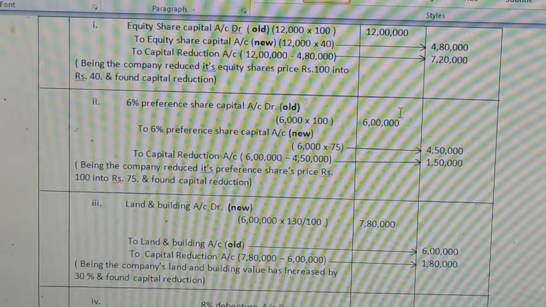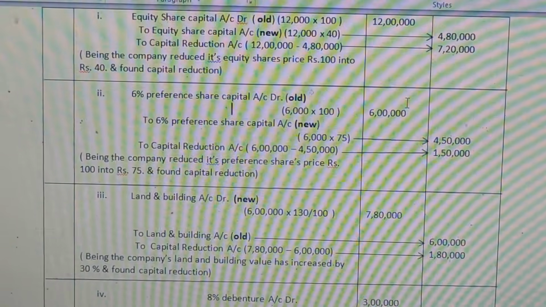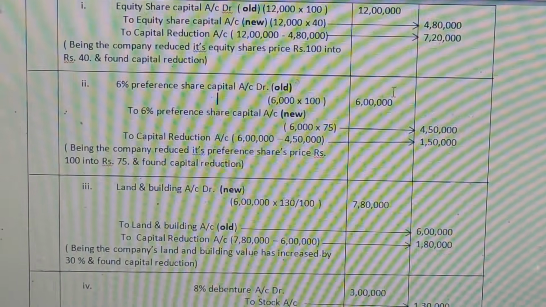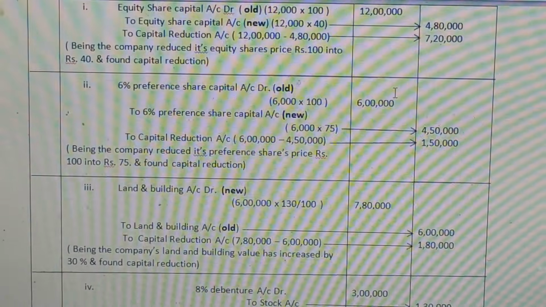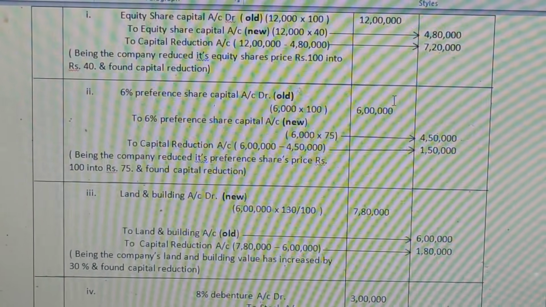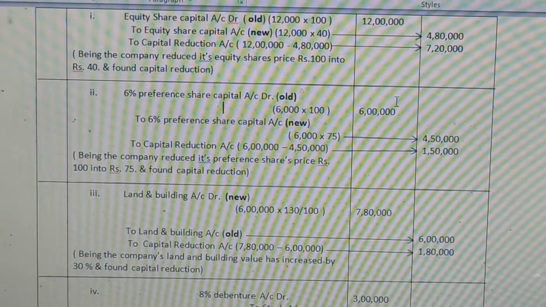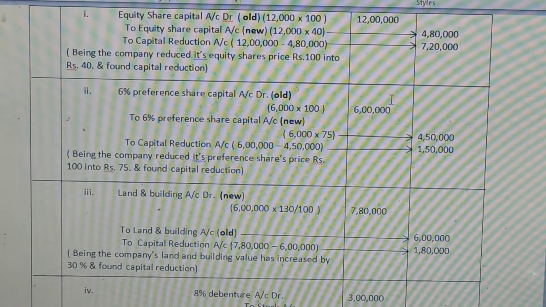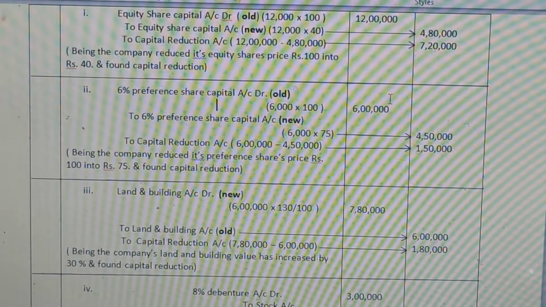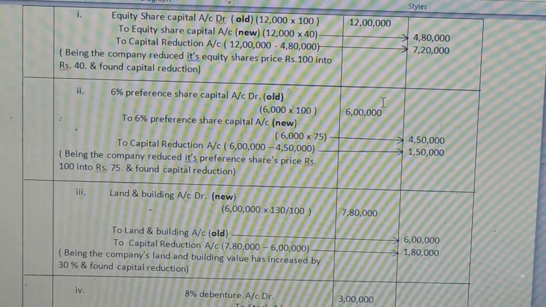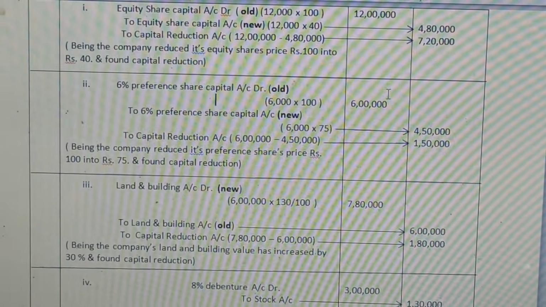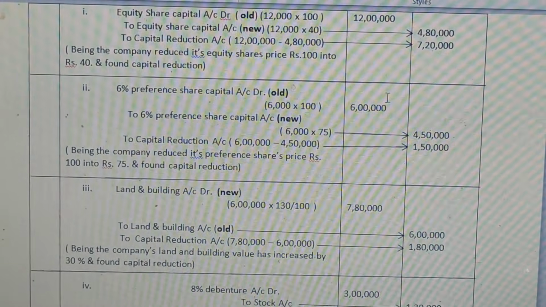And the second category, 6% preference share capital account data. As per the balance sheet, the number of preference share capital is 6,000 and the price of preference share capital is rupees 100. So the amount of preference share capital is rupees 6 lakhs. 6,000 multiplied with 100, we get 6 lakhs. That is the preference share capital's old value.